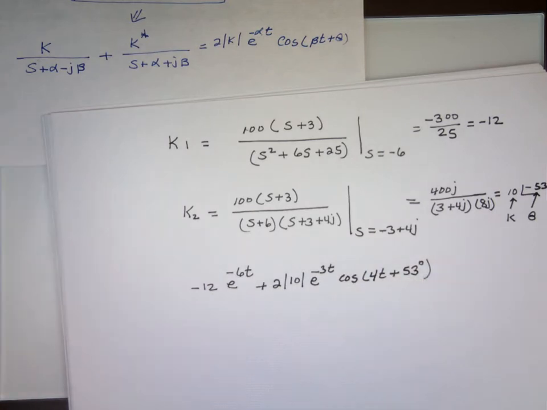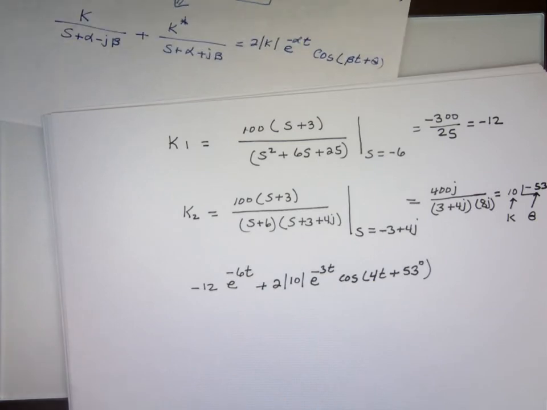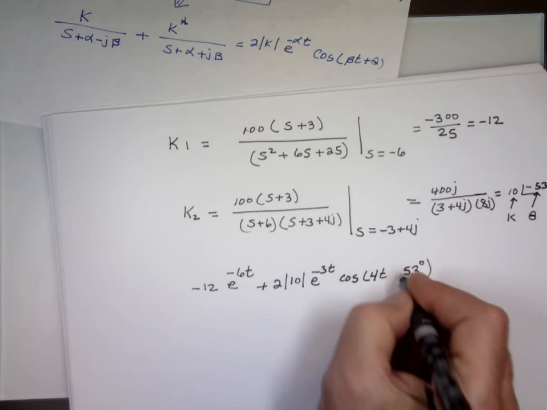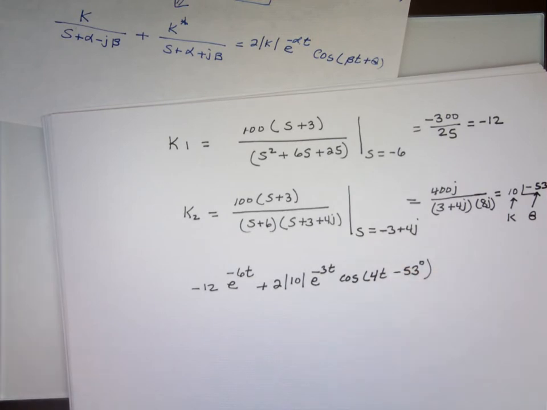Professor, in this case, wouldn't it be minus 53? For your angle, the theta? Yeah, he's right, because it's negative. Where are you looking? Oh, right there. Yeah, this is negative. Plus and negative 53 degrees. And that's your answer for the inverse Laplace.